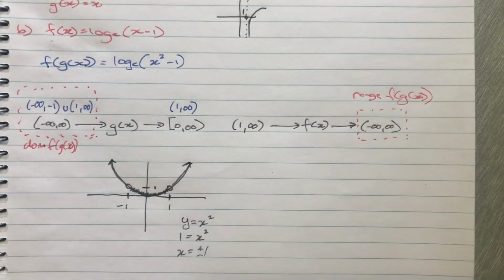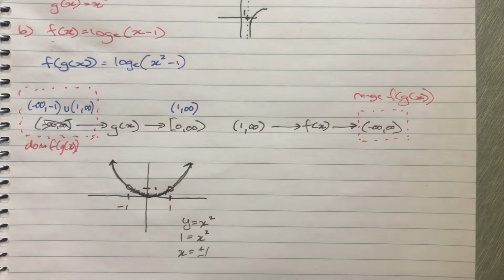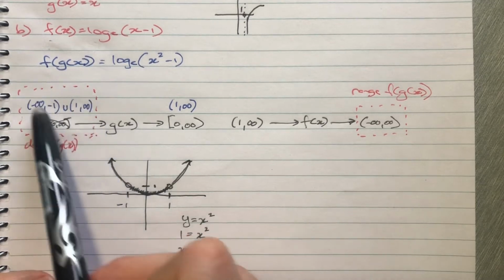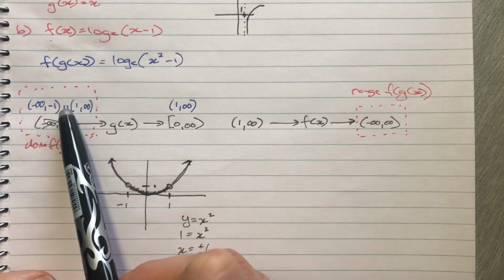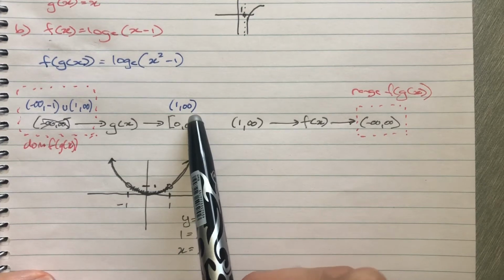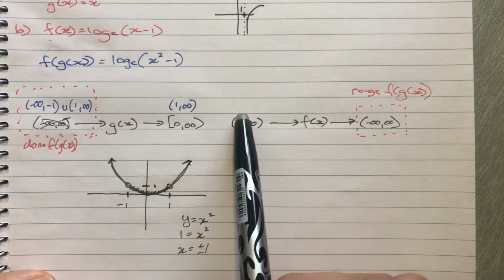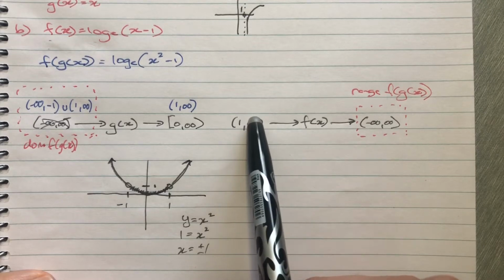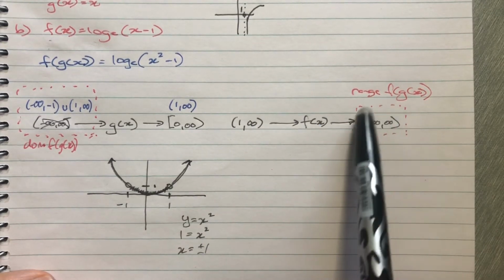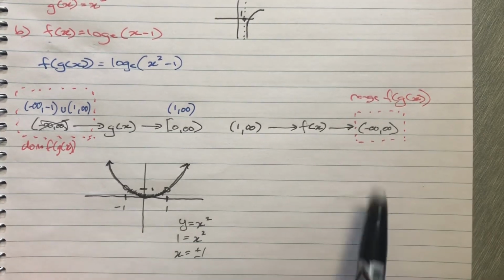Okay, done. Now I should cross that one out because that's an old one that doesn't apply anymore. So this is saying after these restrictions, these are the values that can go into G. These are the values that come out of G. And then we go into F. So these ones can fit into F. All good. And now if you put those ones into F, these are the Y values that it's going to push out. Okay, so we're finished with those ones.